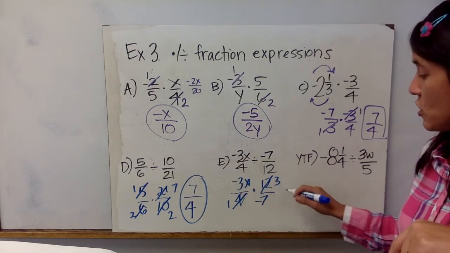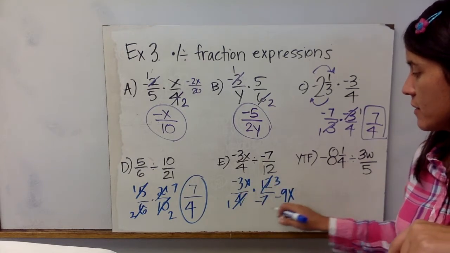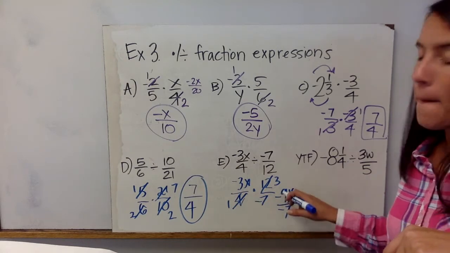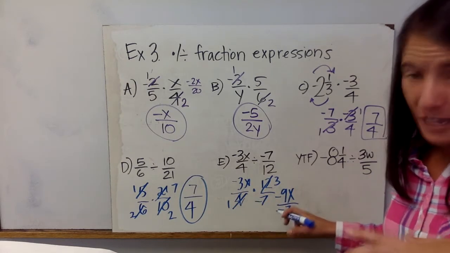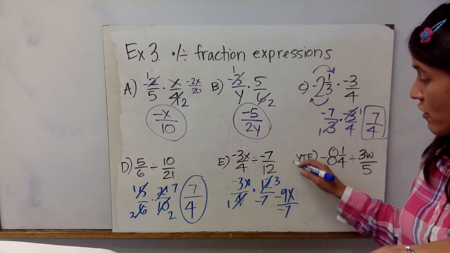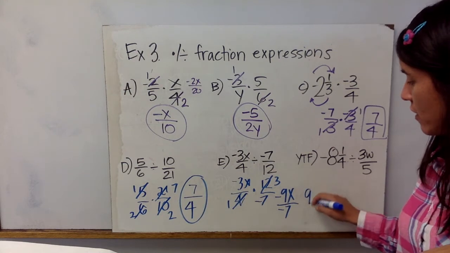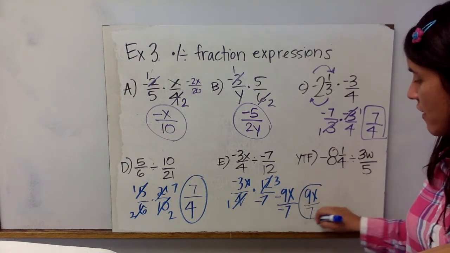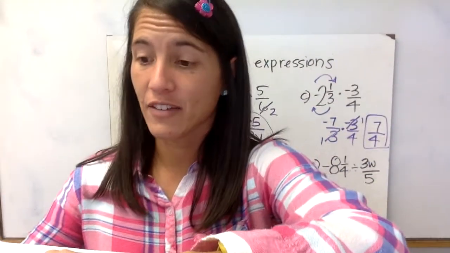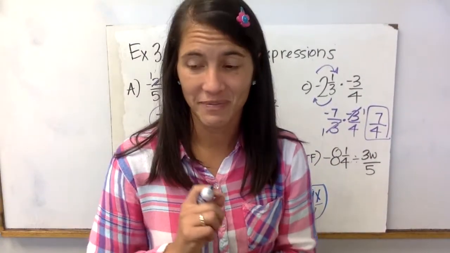Negative 3x times 3 is negative 9x. 1 times negative 7 is negative 7. But if I have a negative divided by a negative, it's really going to be a positive. So those negatives are going to cancel each other out. So you're just going to have 9x over 7. Do not leave a negative in the numerator and a negative in the denominator. That would not be good.